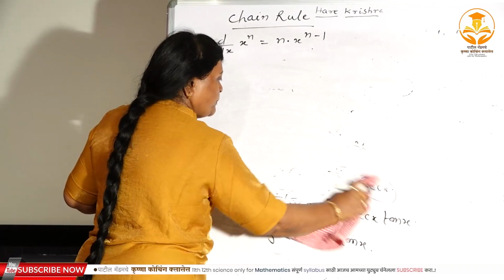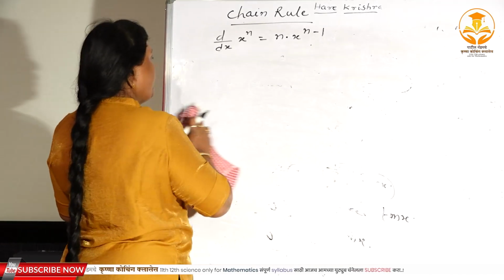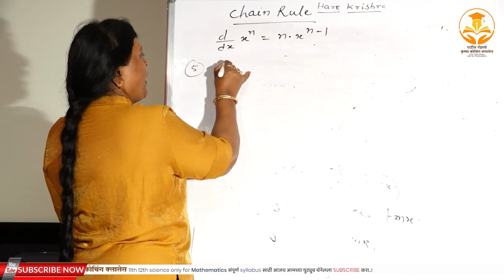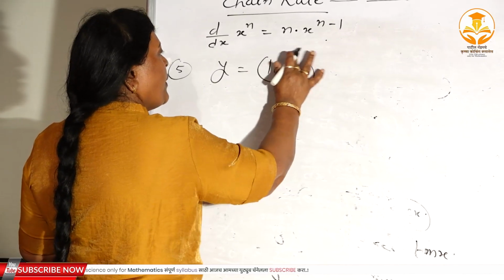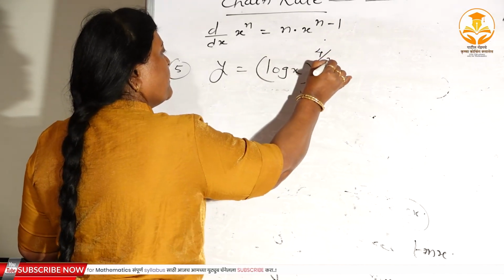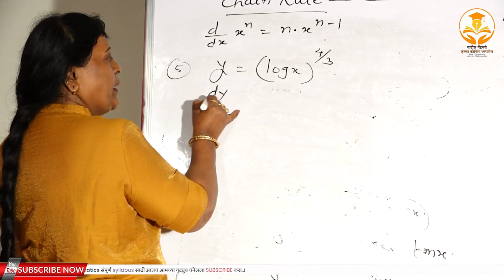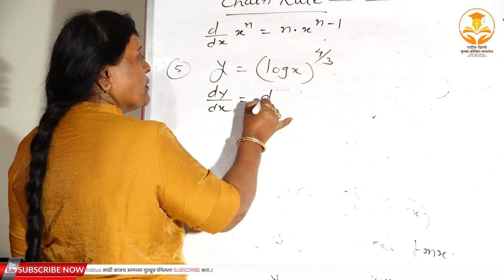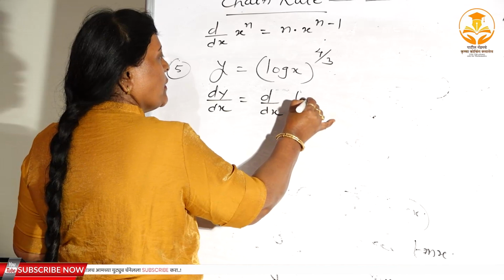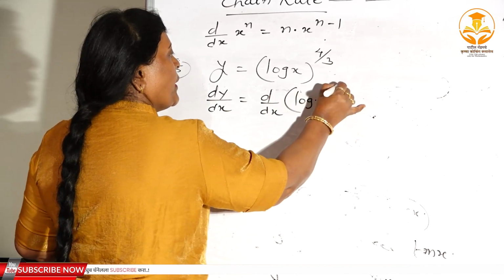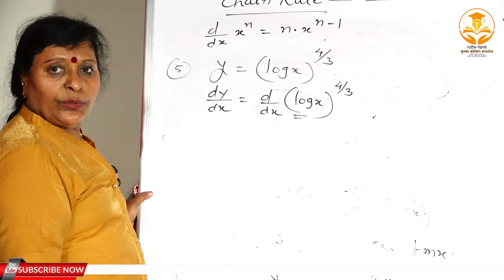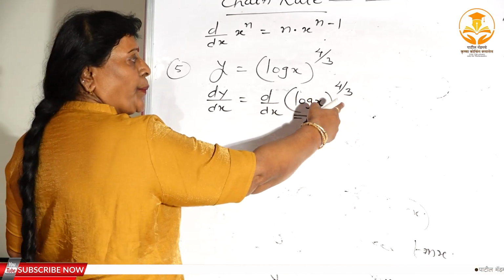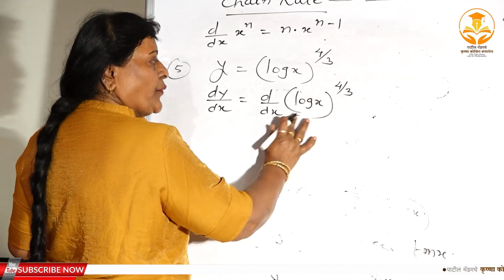See, suppose the logarithmic function here, y is equal to log x whole to the power 4 by 3. Right, again dy by dx is equal to d/dx of log x whole to the power 4 by 3. Again you have to consider this as u, u to the power 4 by 3. What is the derivative of u to the power 4 by 3?